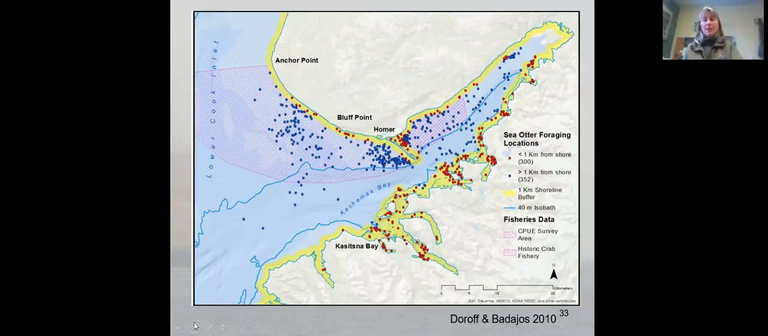We also plotted the catch per unit effort for the Tanner crab fishery here. And it's just an overlay of where the crab are, where the otters are, where our tools let us look at things. Next, please.